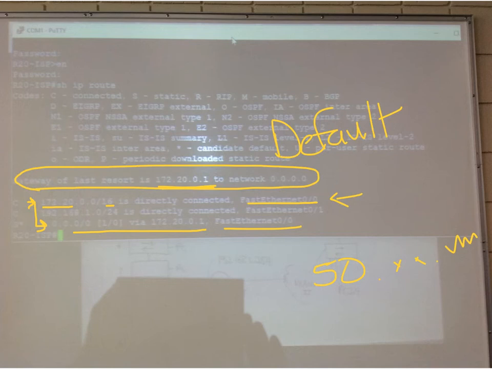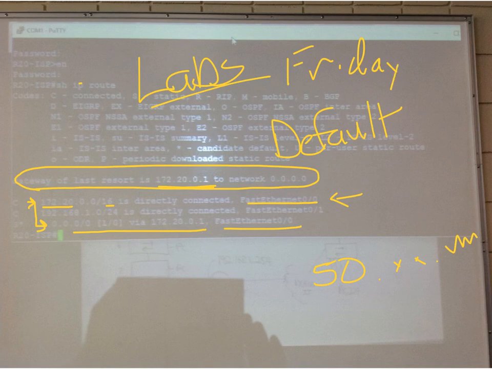Alright, so we're going to be doing the labs. We're going to probably combine a couple labs into one on Friday. And then on Friday we'll also have a little bit of time to do an assessment on the first 4 units. Alright, so that's it for today.